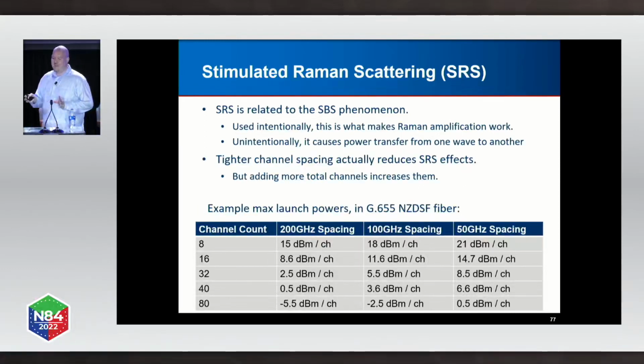But if you take a high channel count system and they're very spread out, then it's very easy for one to transfer power to another. If they're very tightly packed, it's actually better. So you see here kind of the maximum launch power. So if you were running a 50 gigahertz system and you only ran 8 channels, well, you can transmit 21 dBm per channel, which you can't do anyways because of SBS. So you would never see that effect.